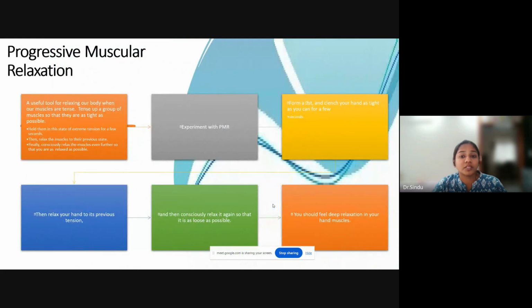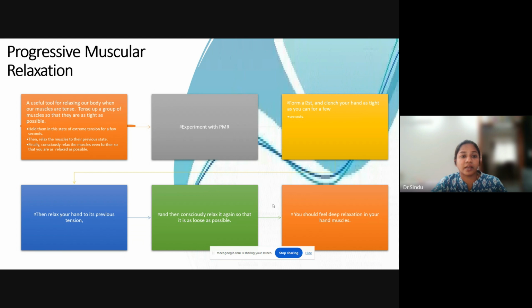And progressive muscular relaxation. What is progressive muscular relaxation? When you are relaxing your body, our muscles are tense. You tense up a group of muscles so that they are as tight as possible. Hold it for a few seconds, then relax the muscles to the previous state.